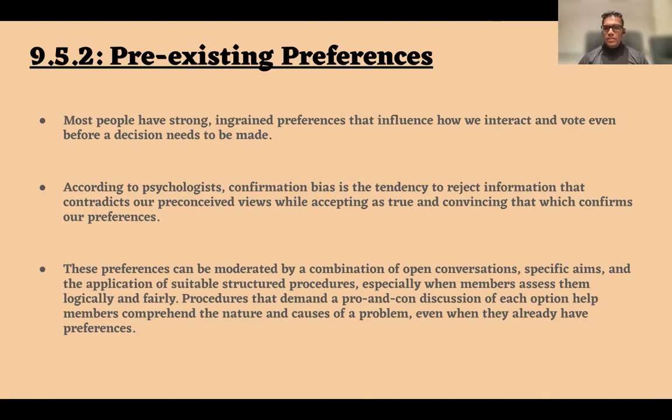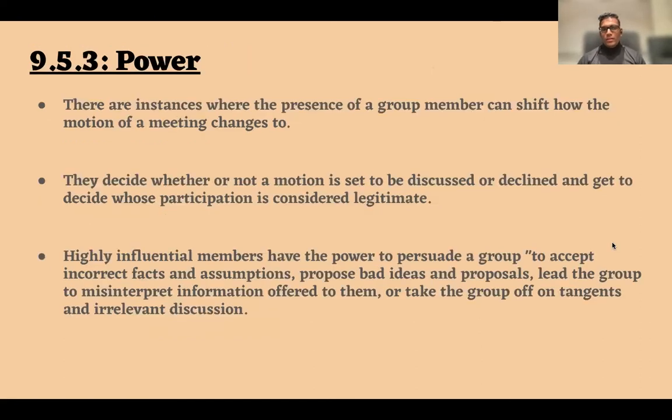It is a tendency to reject information that contradicts our perceived views while accepting as true and convincing that which confirms our preferences. Now, these preferences can be moderated by a combination of open conversation, specific aims, and the application of suitable structured procedures. So basically, such members are willing to go any way just so they can achieve their preferences and have the meeting go their way. Now, the third factor that influences a successful meeting would be power.